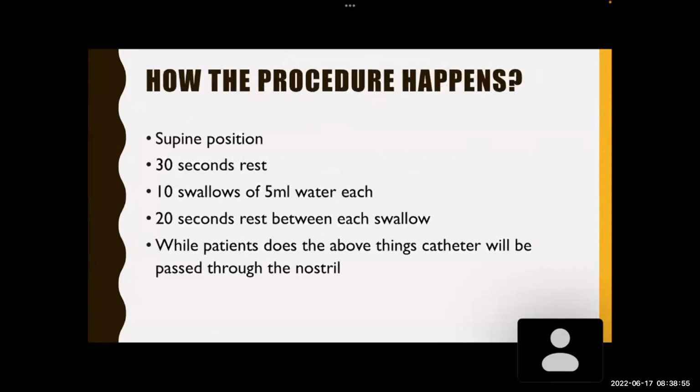So how does the procedure happen? The patient should be in a supine position, and then 30 seconds rest to be given, and the patient to be given 10 swallows of 5 ml water each, and 20 seconds rest between each swallow should be done. So basically we will be inserting a catheter into one of the nostrils, and we have to ask the patient to take a sip of water. Every 5 ml should be given at the gap of 20 seconds, and while the patient swallows the water, we have to insert the catheter simultaneously through the nostril.